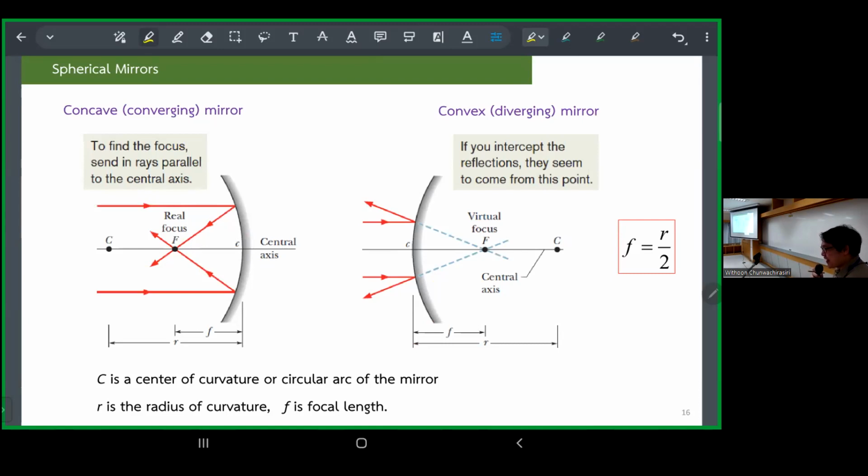Okay guys, so what does the curved mirror do to the rays?